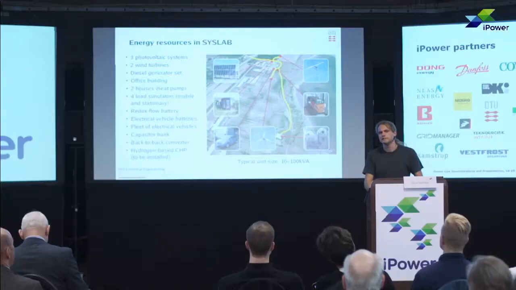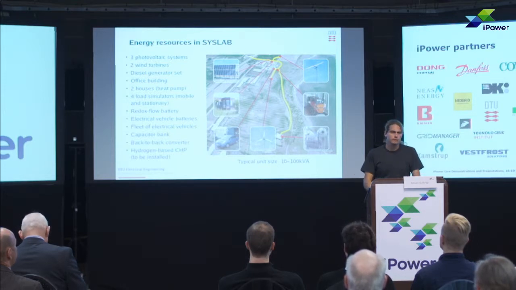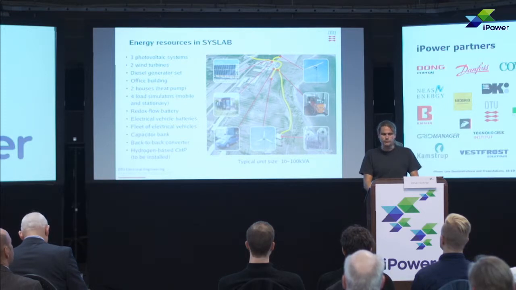We have various types of load simulators, so in different parts of the grid we can simulate a certain load behavior or something like that. We have some storage. There is a vanadium redox flow battery. There are some electric vehicle batteries, minus the vehicle. Then there are some electric vehicles. We have a little fleet by now that includes the vehicle that we can control. And then some other units. We have a capacitor bank. There's a back-to-back converter that allows us to move power in and out of the grid in a controlled way.